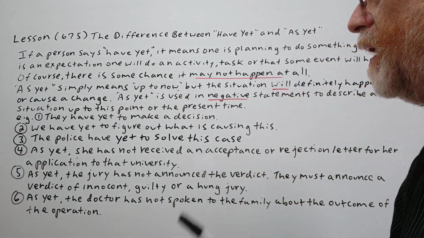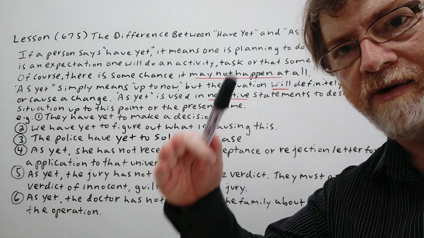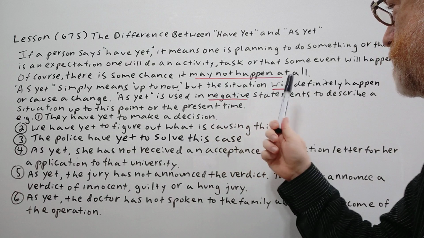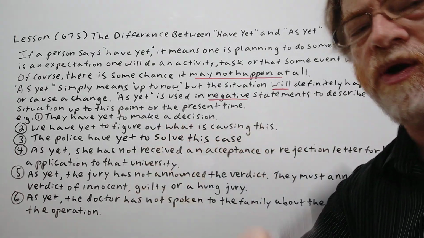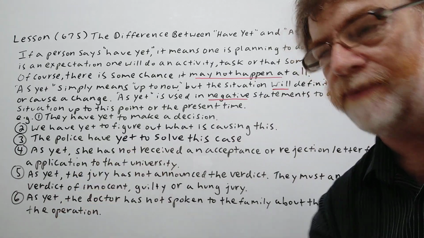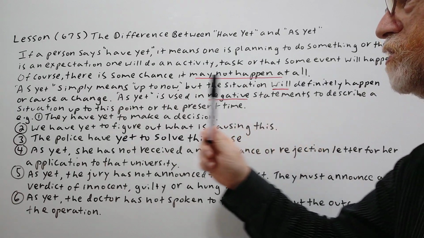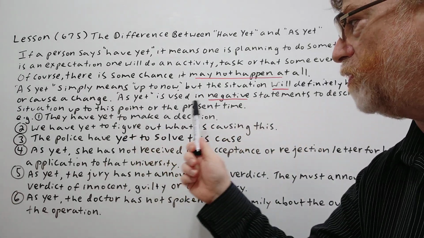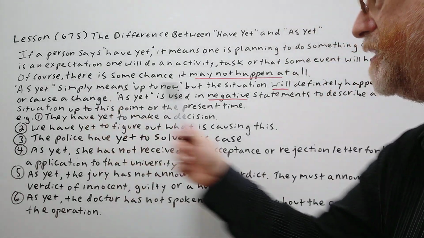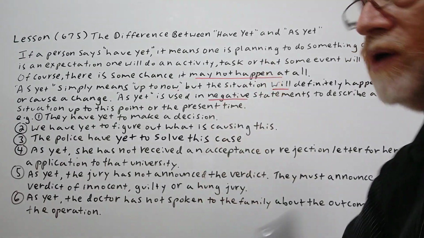Okay. Now with as yet, it simply means up to now. So the focus is on, not at this point yet. Up to now or up to this time, but the situation will definitely happen or cause a change, or you will get some sort of a clear answer. As yet is used in negative statements to describe a situation up to this point or the present time. All right, that's another key part too. When you use as yet, it has to be used in negative statements. That is not true for have yet.